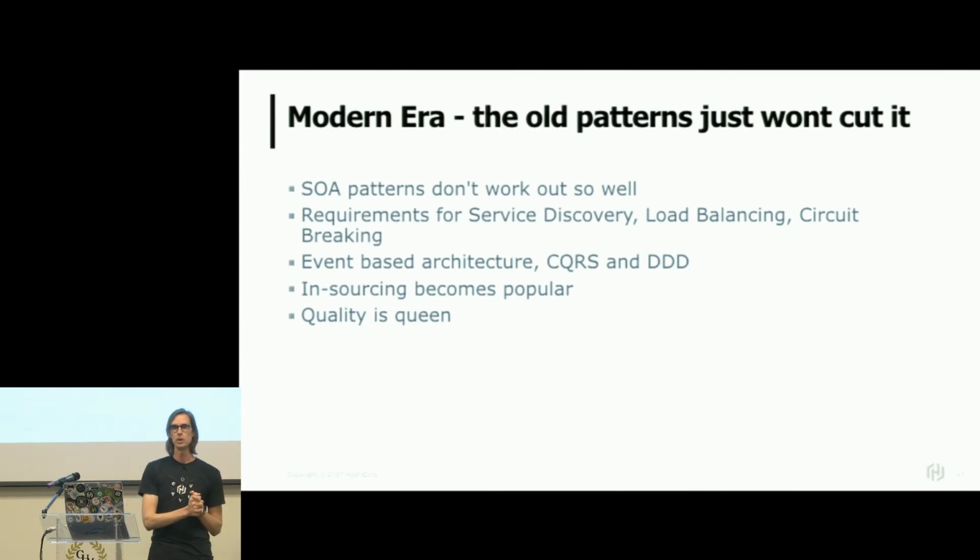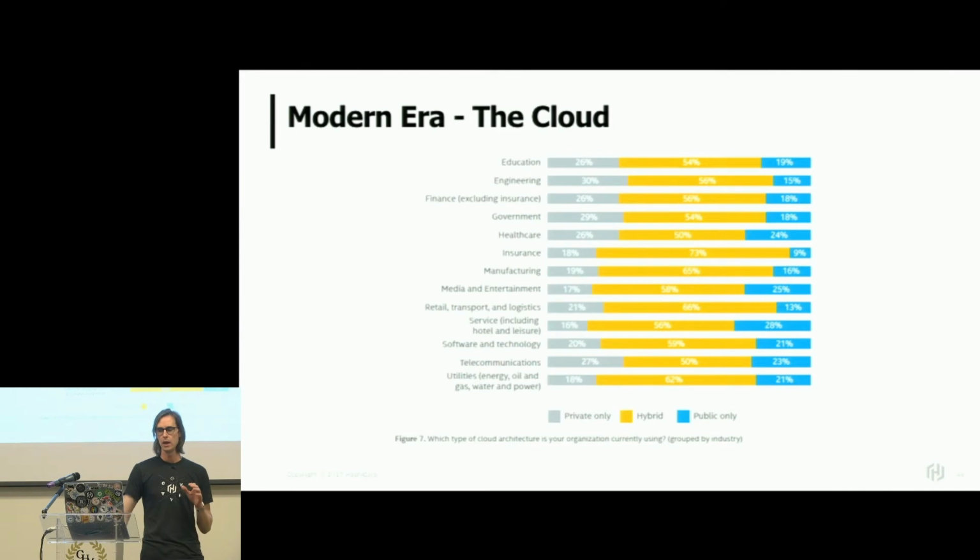We discovered that the old SOA patterns just weren't cutting it. We needed to find a way to manage things like service discovery, load balancing, circuit breaking. And we started to shift again to patterns like CQRS, domain-driven design, loosely coupled event-based systems rather than leveraging these synchronous APIs. And insourcing became popular. It was no longer fashionable to outsource everything. Companies realized that you had to have a development capability. And because of that, again, when you own the application lifecycle, quality generally follows.